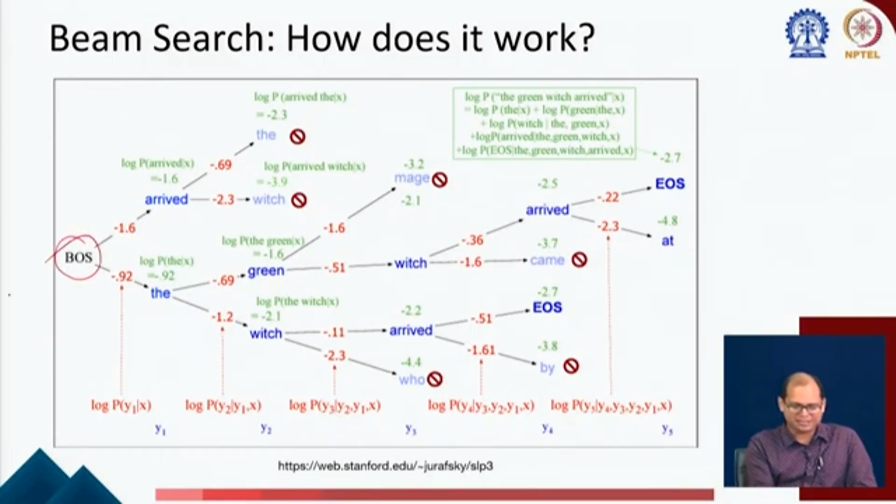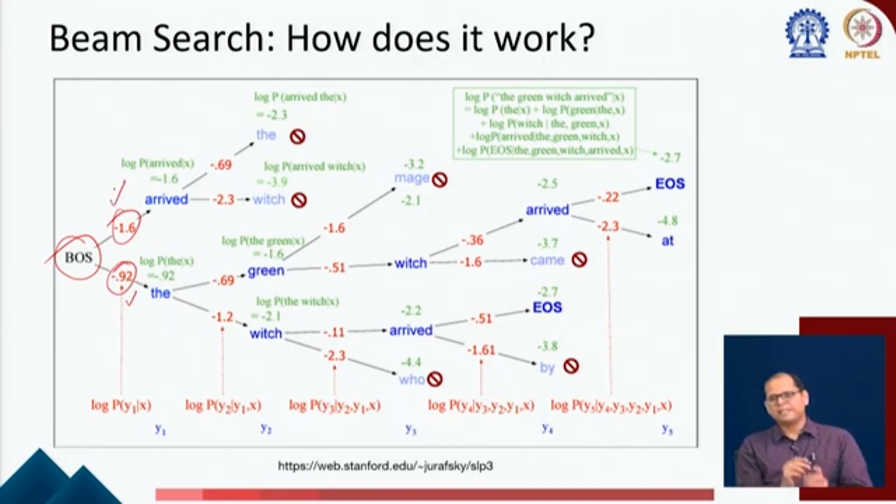I start from the beginning of sentence, and I only keep track of the 2 highest probable things. This is log probability, and in magnitude lower is better. This has a lower magnitude, and I would have chosen only this in greedy decoding, but now I also take the second one. Then I go ahead with both of these. I get another one, probability of the green given x. So, this is minus 0.92 plus minus 0.69, that is minus 1.6, and minus 0.92 plus minus 1.2, that is minus 2.1, roughly approximate.